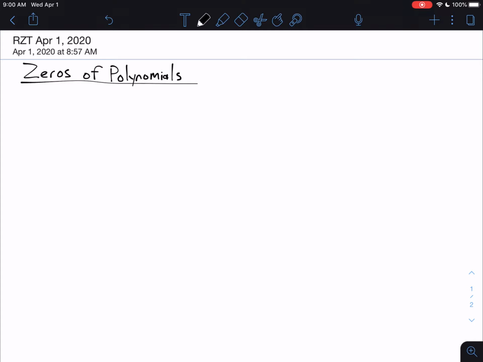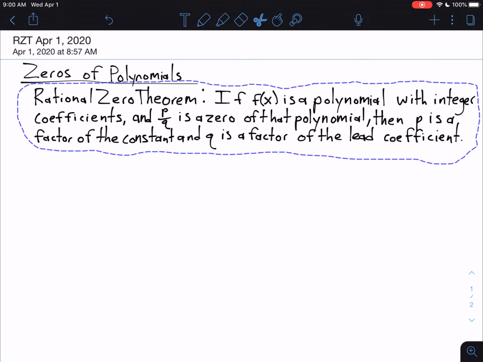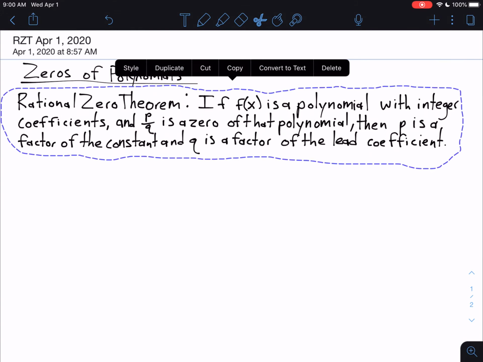All right, so what we're going to be doing today is learning how to find the zeros of polynomials. And we're going to be doing this using a method called synthetic division. And synthetic division is pretty much the basis for this entire unit. It's a very important concept, but honestly, it's not bad. But the way we're going to find the zeros of these polynomials is by using a technique or a theorem called the rational zero theorem, which I put right there.